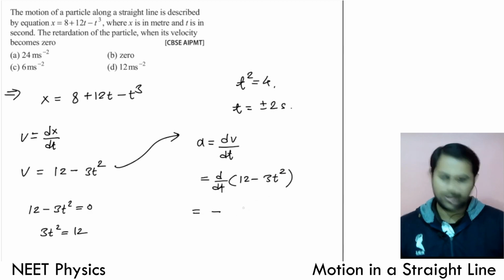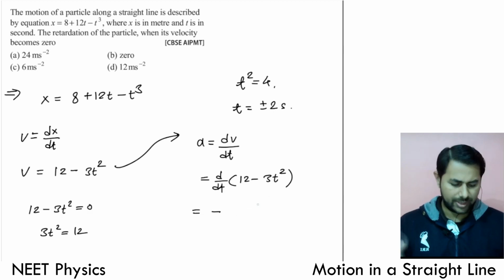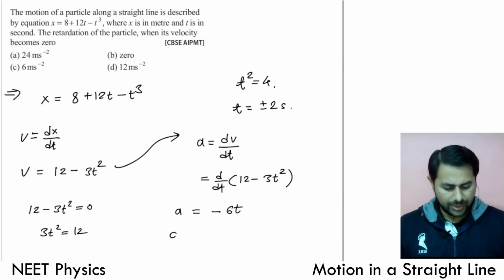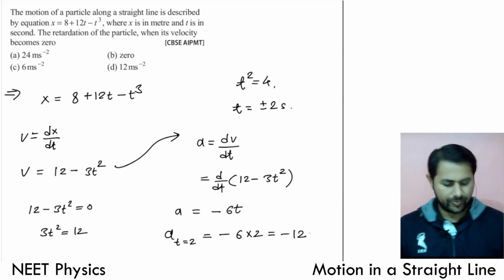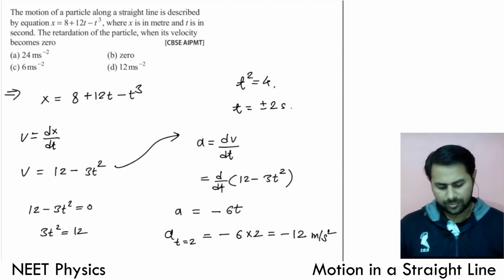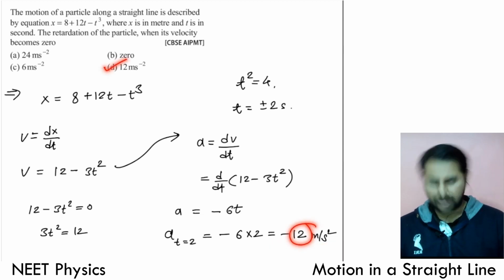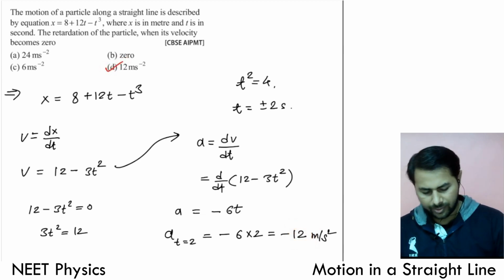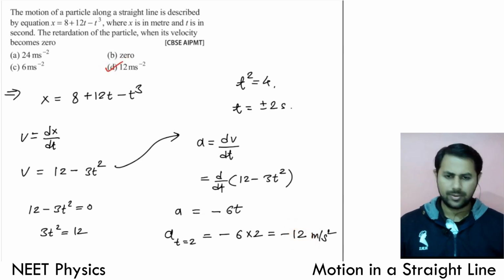okay, it's option D, let's check. So 3t square gives minus 6t, because derivative of t square is 2t, and you want acceleration at t equal to 2, so that is minus 6 multiplied by 2, so that is minus 12 meters per second square. Okay, so the magnitude is 12. It's option D. Good. Okay, this is simple, right?